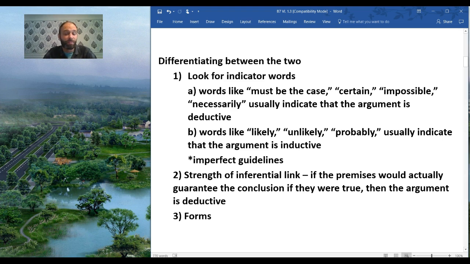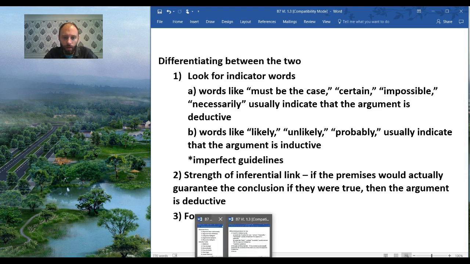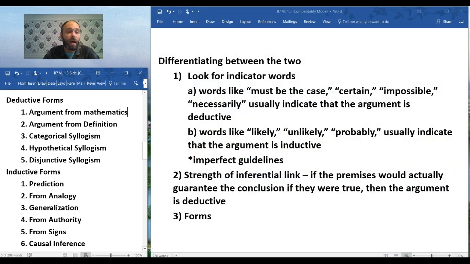So here on the left-hand side of the screen, I'll put up a list of the 5 deductive argument forms and the 6 inductive forms. For deductive forms, we have arguments from mathematics, an argument from definition, and then we have 3 different types of what we call syllogisms. A syllogism is a fancy word just meaning a deductive argument with 2 premises and a conclusion. So we have 3 different types of those: categorical syllogisms, hypothetical syllogisms, and disjunctive syllogisms.